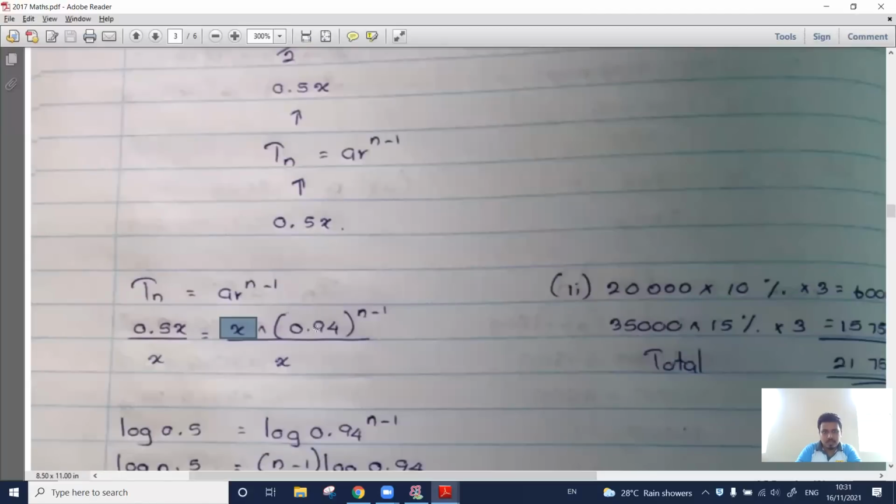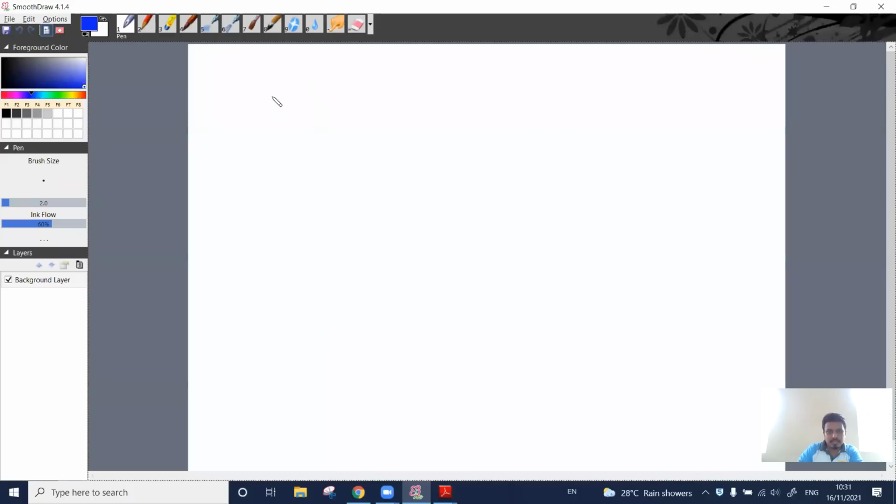R value 0.94. Common ratio is 0.94. Hope now you know how to get this. 6% decrease, right? We always compare with 100. Right? If the percentage change is 6% decrease, decreases by 6%.